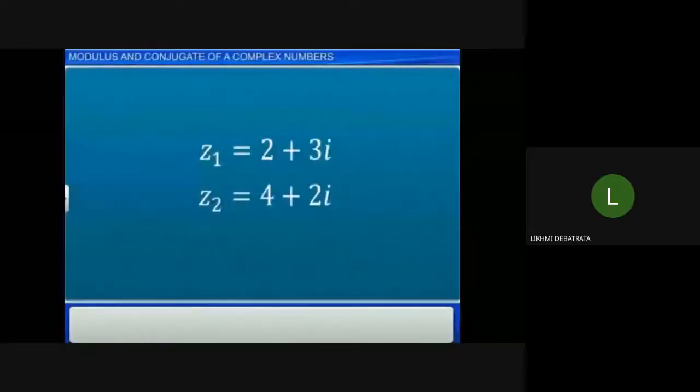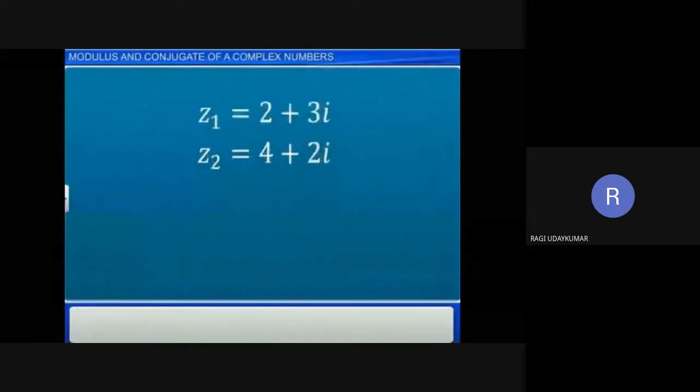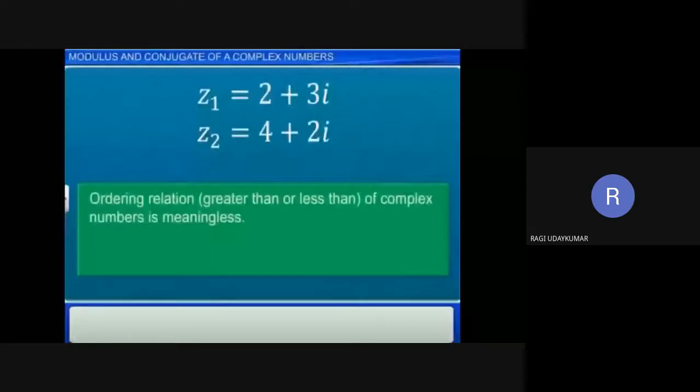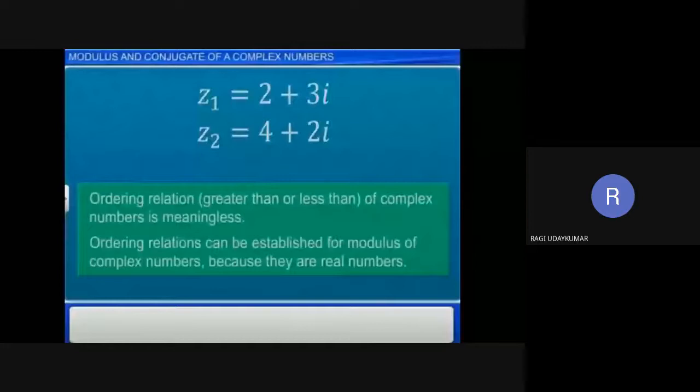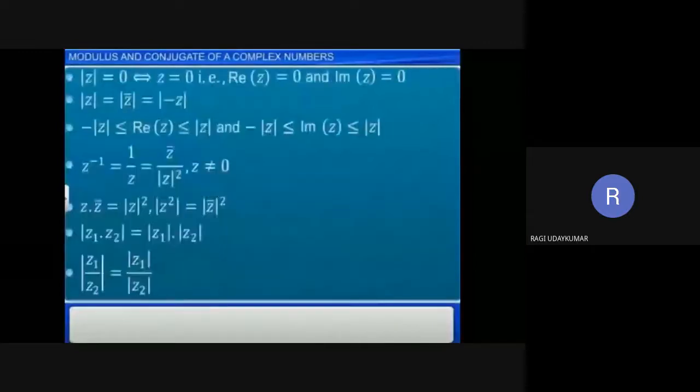Yes, sir. Z1 is equal to 2 plus 3i, Z2 equal to 4 plus 2i, if it is given to you. Ordering relations, greater than or less than, of complex numbers is meaningless. Which number is less than, which number is greater than, is meaningless here. Ordering relations can be established for the modulus of a complex number because they are real numbers. Real numbers can be compared. Complex numbers cannot be compared.